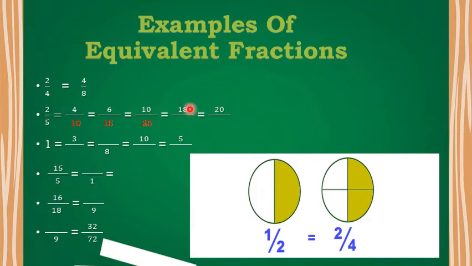2 times what equals 18? 2 times 9. Then 5 times 9 equals 45. 2 times what equals 20? 2 times 10. Then 5 times 10 equals 50.